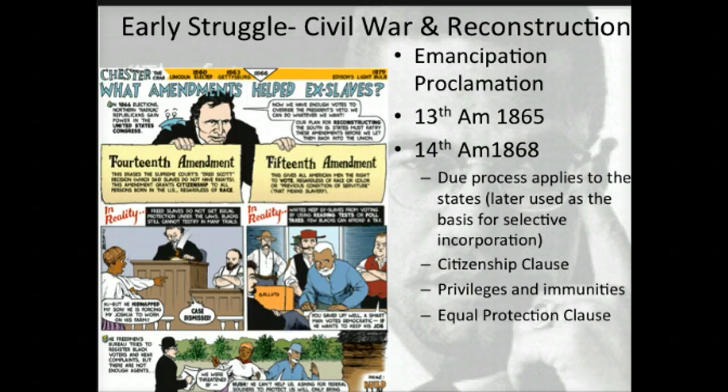The 14th Amendment is really the most important one. The 14th Amendment has a lot of important aspects in it, and I am going to talk extensively about the 14th Amendment. Okay. The 14th Amendment was ratified in 1868. It creates a due process clause that applies to the states. And remember, it's later used as the basis for selective incorporation of rights into states.